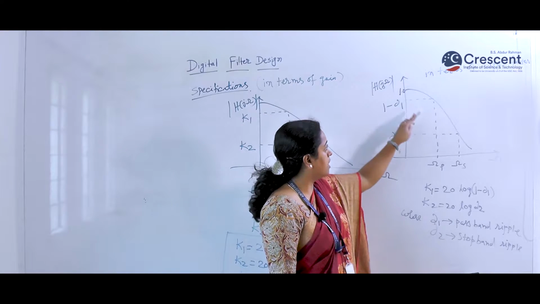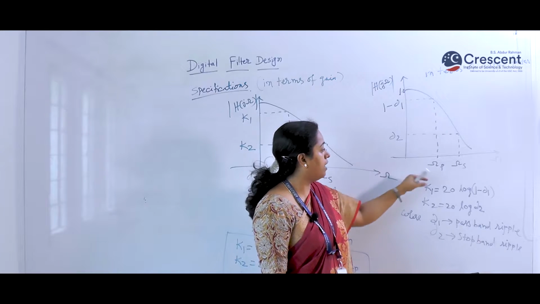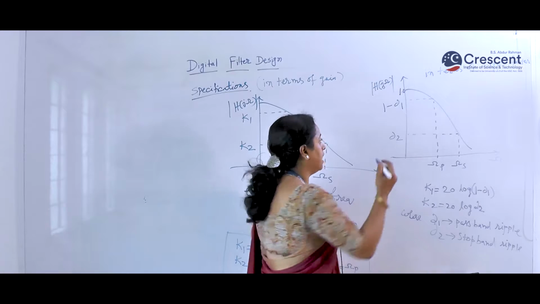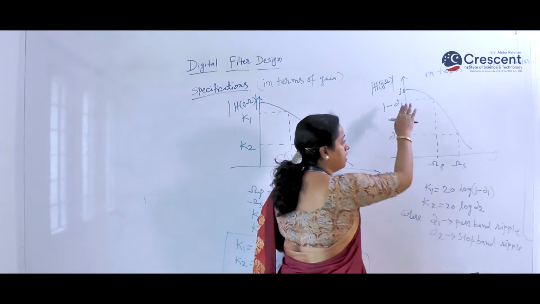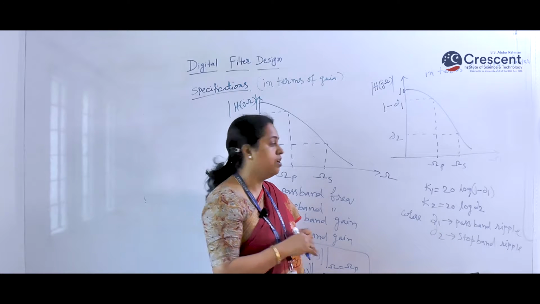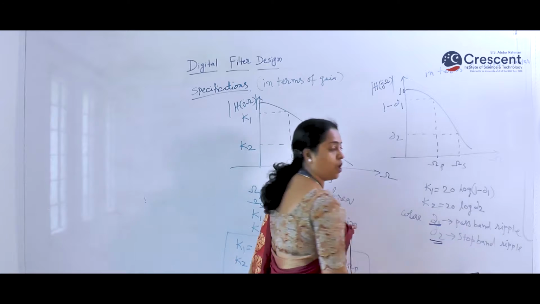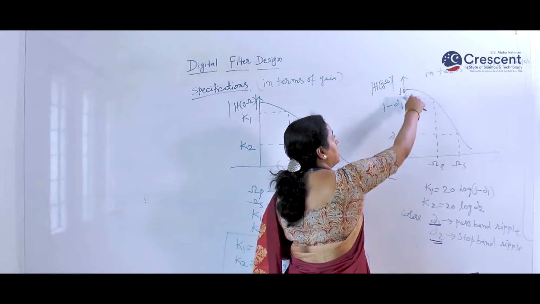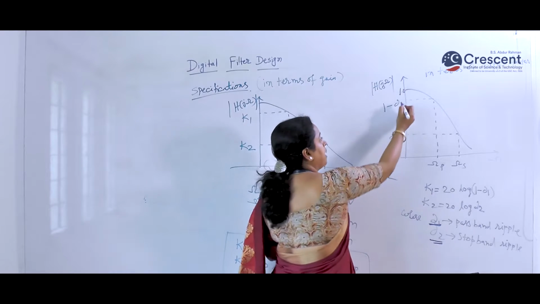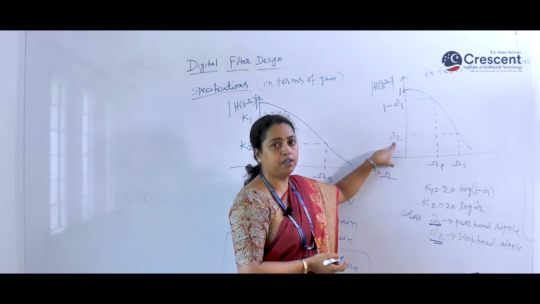So suppose now the specifications are given in terms of ripple factor, where you can see that at omega equal to omega p, the ripple factor delta 1 is nothing but the passband ripple. Passband ripple is nothing but the fluctuation in the passband, which is denoted here as delta 1, whereas delta 2 is nothing but the stopband ripple. So the change in the amplitude is delta 1, the maximum amplitude is 1, so we can write this as 1 minus delta 1, whereas this is the stopband ripple.